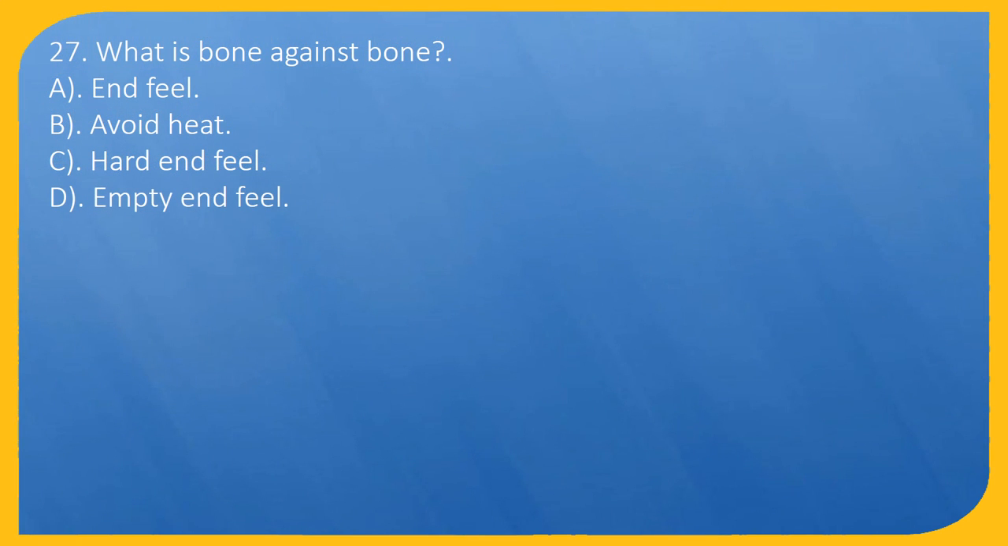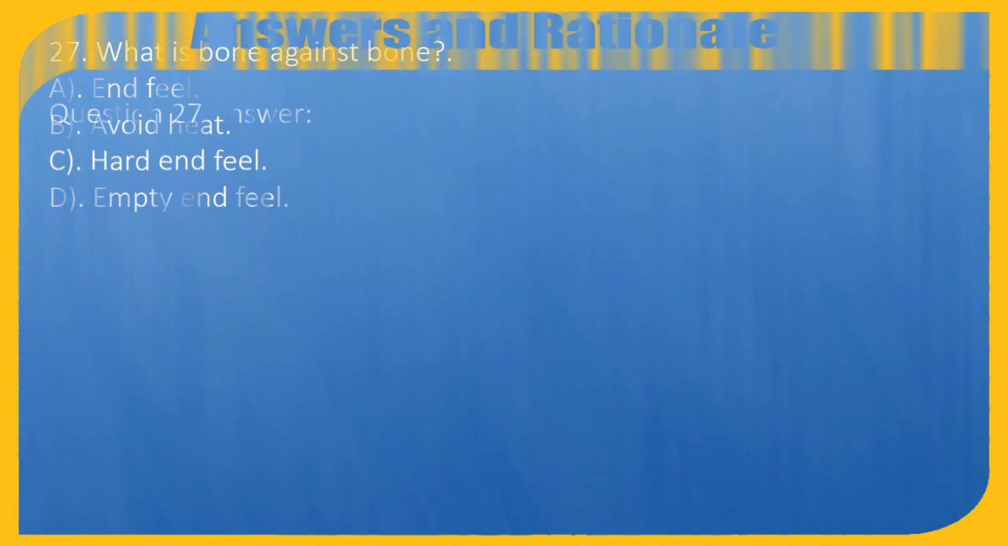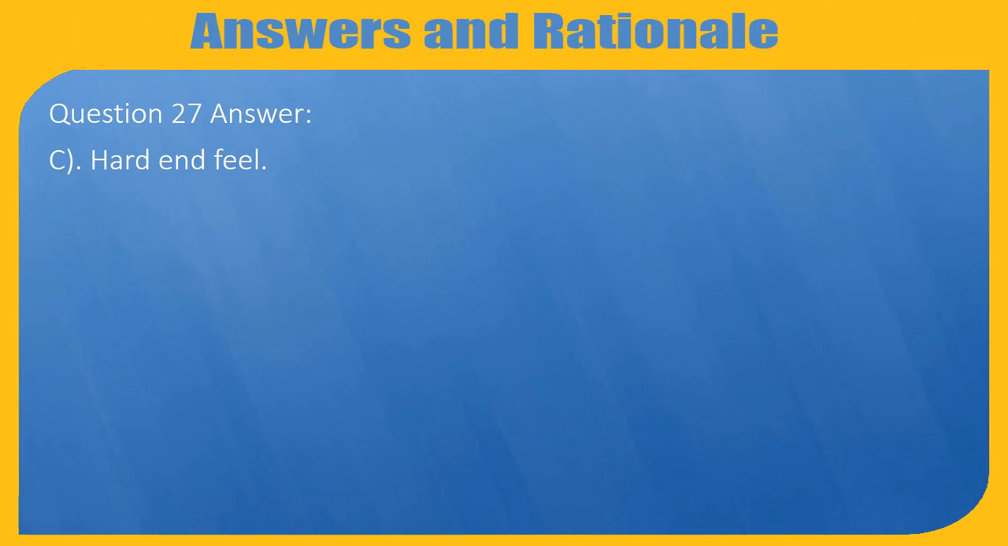Question 27. What is bone against bone? A. Ow feel. B. Avoid heat. C. Hard end feel. D. Empty end feel. Question 27. Answer C. Hard end feel.